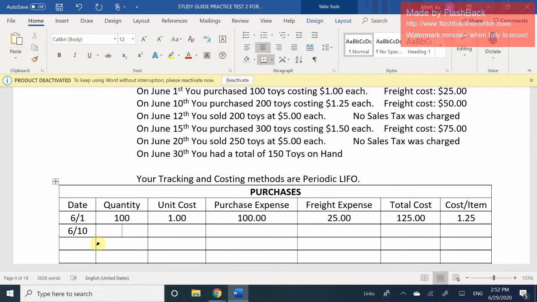You purchased 200 toys on the 10th of June at $1.25 each. Yes, you did purchase. And $1.00 per item, freight was 50.